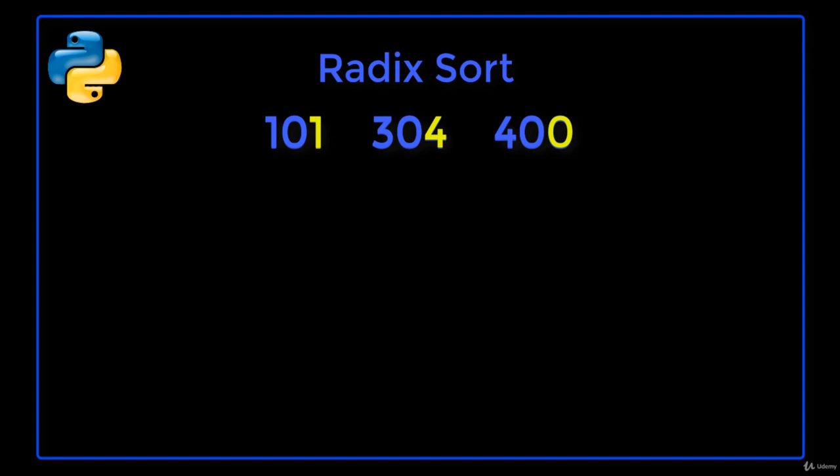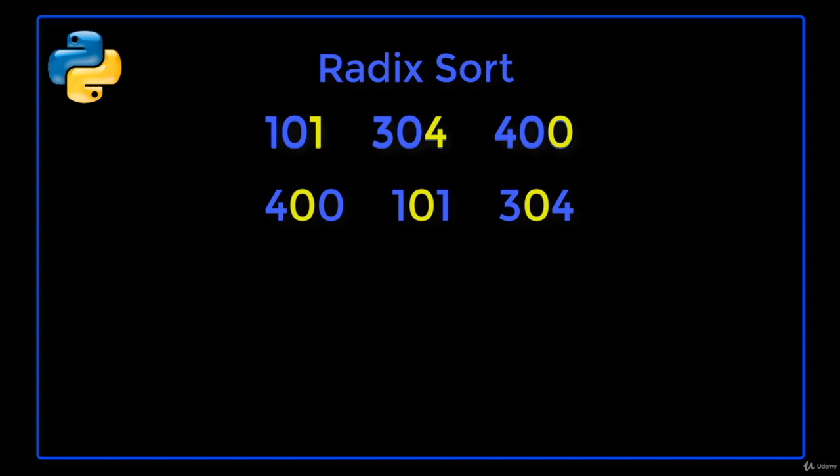On the first pass, this algorithm will rearrange the numbers in order of their rightmost digits from least to greatest. Since 0 is the least of the 3 numbers, 400 is bumped to the front of the collection. 1 is the next smallest, so 101 becomes the second item in the collection. 4 is the largest number, so 304 comes last in the collection.